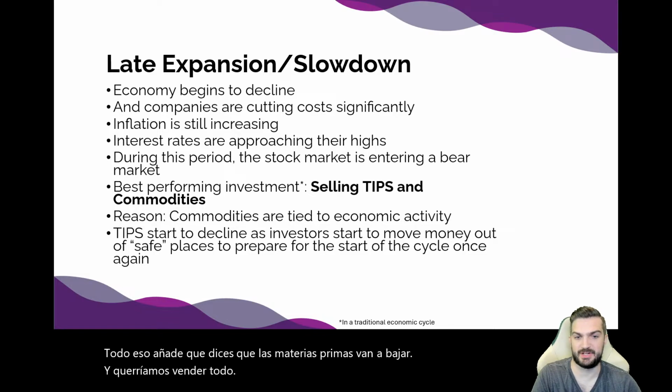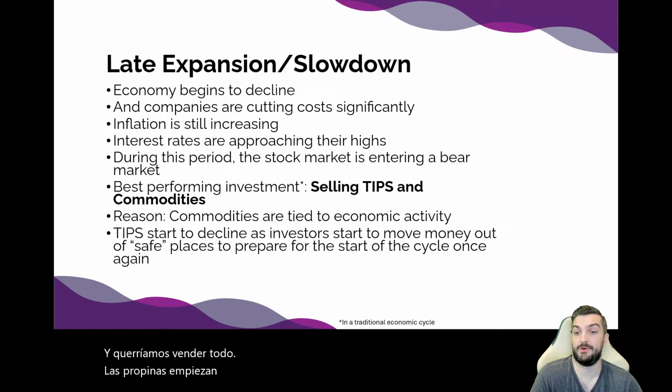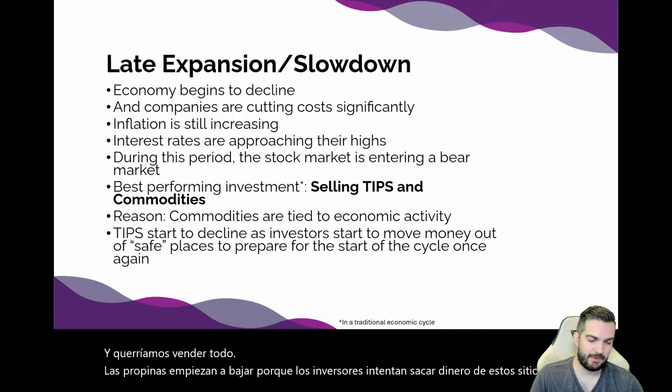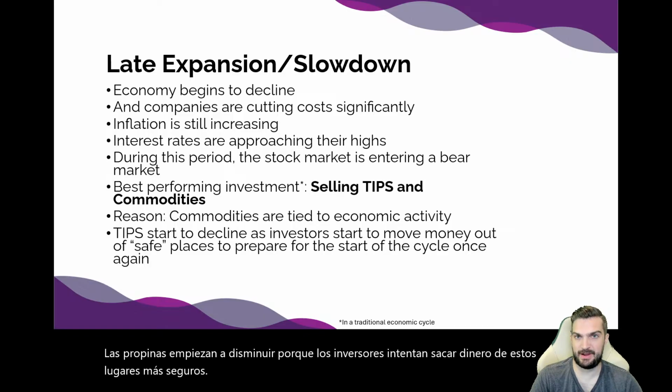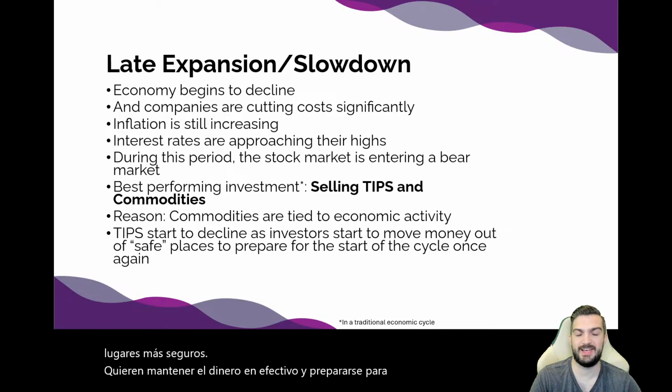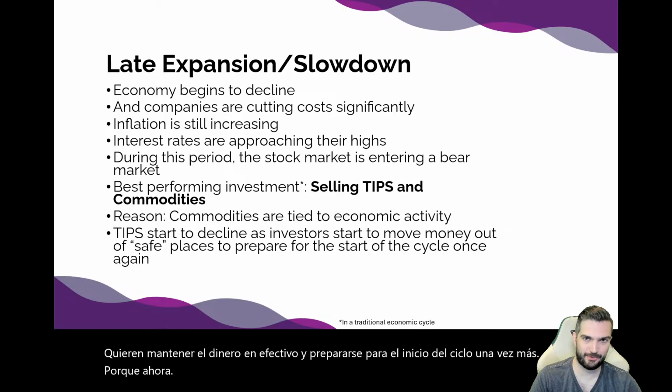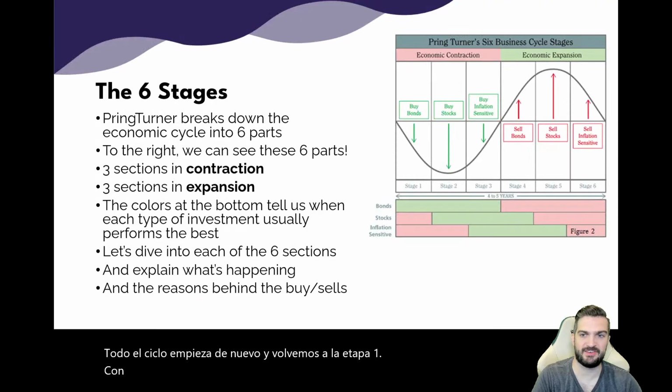TIPS start to decline because investors are trying to move money out of these safer places. They want to hold cash and prepare for the start of the cycle once again. Because now, the whole cycle starts over and we go back to stage 1. With all of that said, let's quickly revisit this chart.